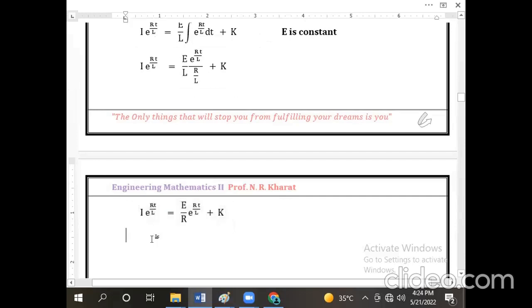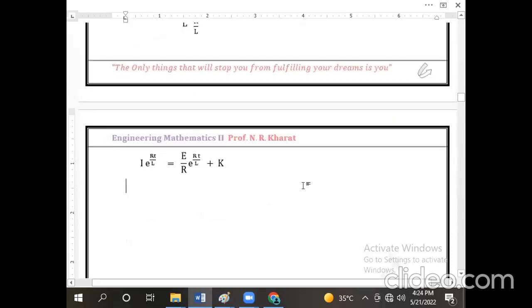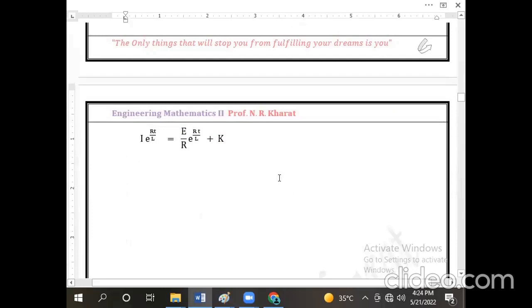To find the value of the constant of integration, we have to use the initial condition, at t equal to 0, meaning there is no current, so I is equal to 0.